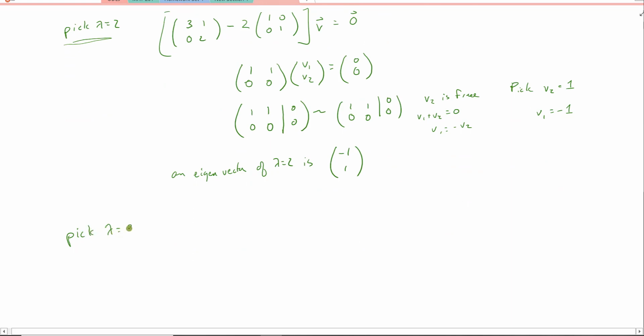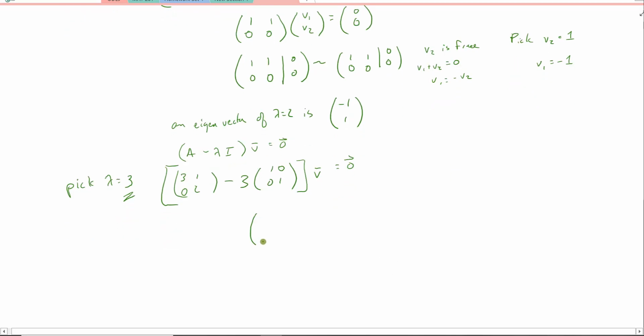Okay, so let's pick our other eigenvalue. Let's pick lambda equals 3. We still have A minus lambda I times our unknown vector v needs to equal the 0 vector. So we'd have the matrix 3, 1, 0, 2 minus 3 times 1, 0, 0, 1. That's 3 times the identity matrix, our eigenvalue times the identity, times our unknown vector v needs to equal the 0 vector.